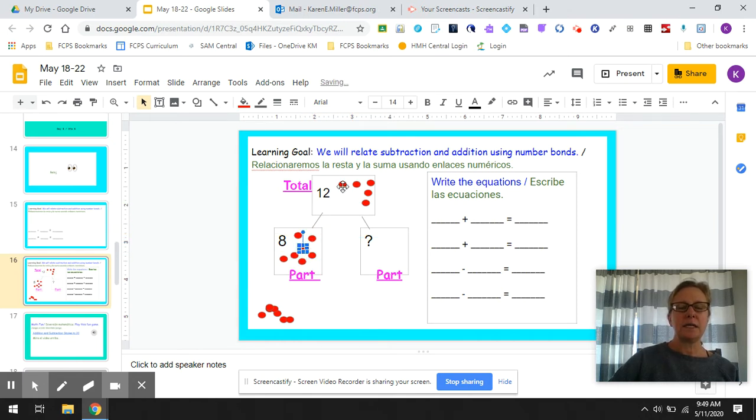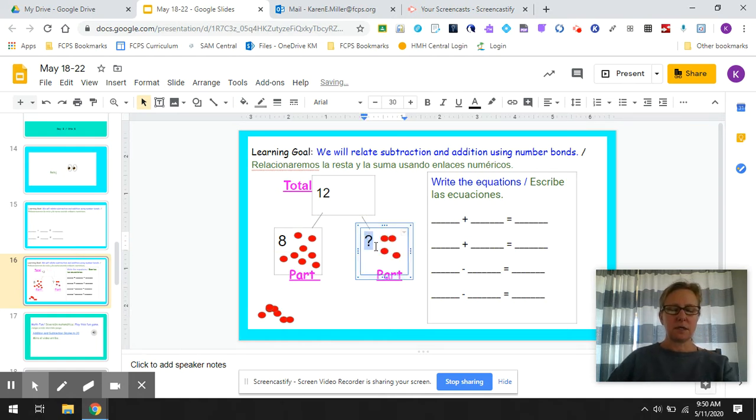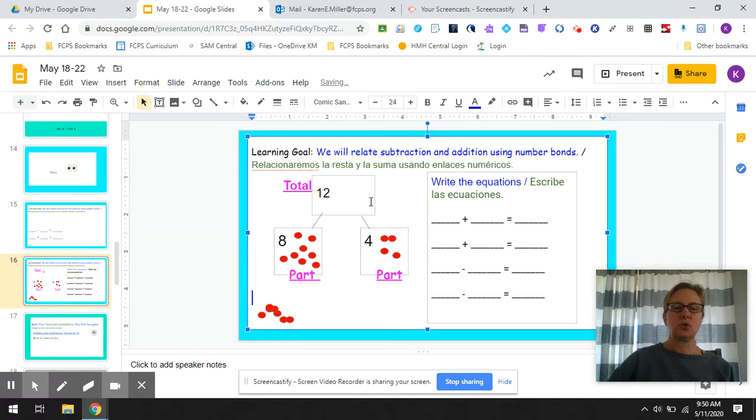Once I put 8 down here in this part, I can see what's left that goes into this part. There are 4 left. Let me slide them down into my other part. So now I know that this is a 4. 12 was split into 2 parts, 8 and 4. 2 parts can be added together to get the total.